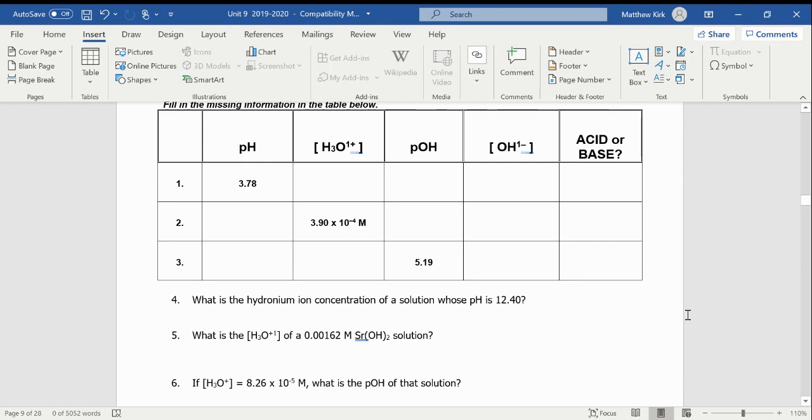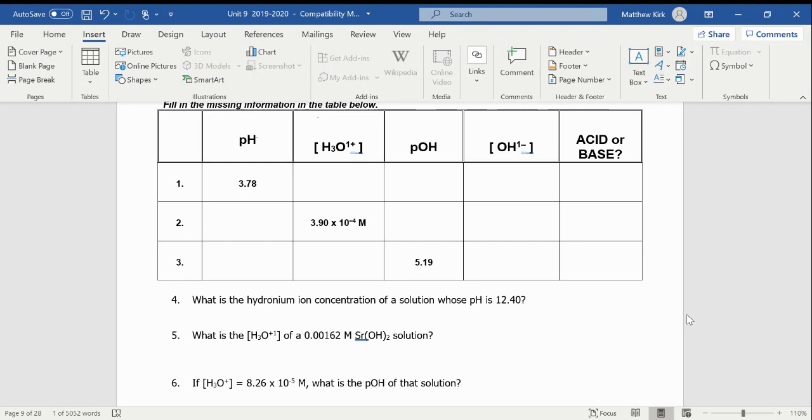So on this table, you can see all the different values we're going to be asked to calculate: pH, the H3O plus, the pOH, the OH minus, and then finally, we have an acid or base. So I kind of just like to go through this piecemeal. Take a look at what we're given, figure out what we can find. All right, so the first thing we have here in number 1 is we're told our pH is 3.78, and then we're asked to find the hydronium ion concentration.